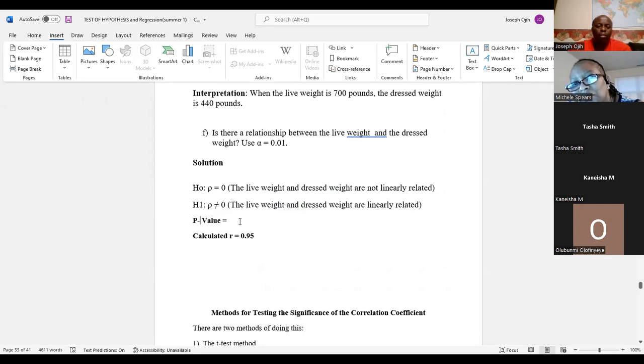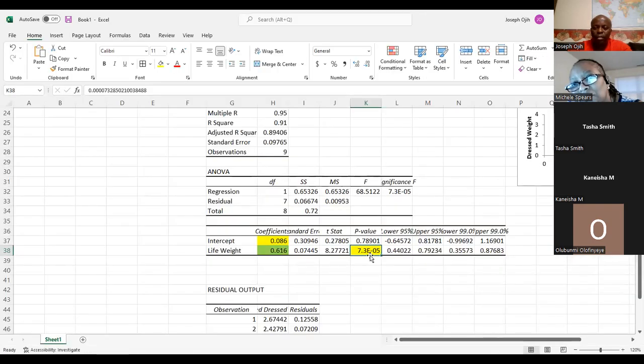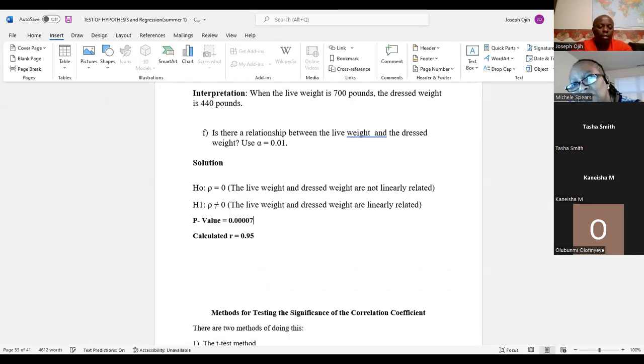P-value 0.0000, let's say 5 zeros. You can see the 5 zeros here, before you write the 7.3. See, that's what it is here. It shows that this part is an exponent. 7.3. And the R is this. So we're going to use alpha, not R. If we're using the p-value, we're using alpha. Alpha is 0.01. See?